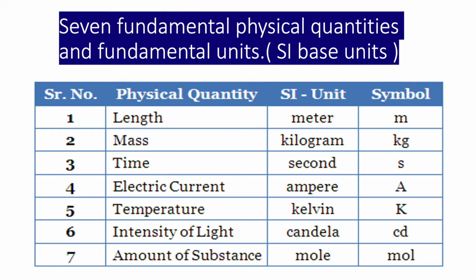But if people use different units, then mathematical calculations and solving problems will be very difficult, and it will create a lot of problems when we send things to other countries for trading. So we have these 7 fundamental units. The SI unit of length is meter, and for mass it is kilogram, time, second, electric current, ampere, temperature, kelvin, intensity of light, candela, and amount of substance, mole.